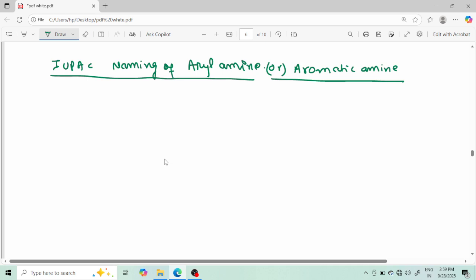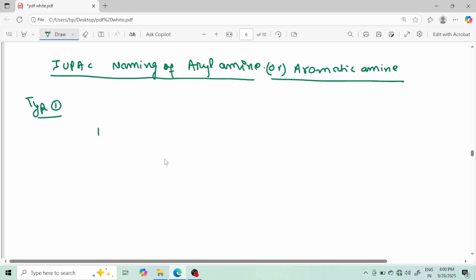Now for that you have to remember this. Aromatic naming is exactly similar to the common name. The only difference is we will be using 1, 2, 3 to specify the positions, in place of ortho, meta, para. But for substitution on the nitrogen part, it will be similar to the common naming part.